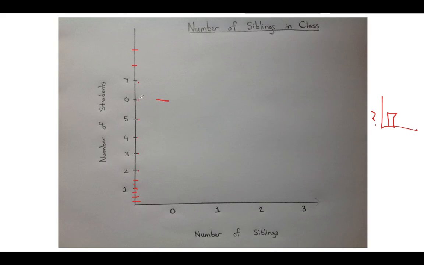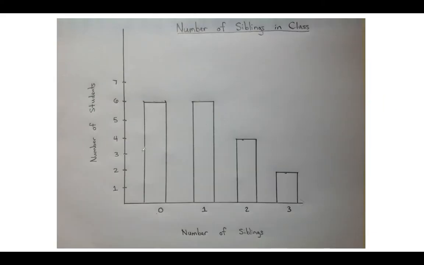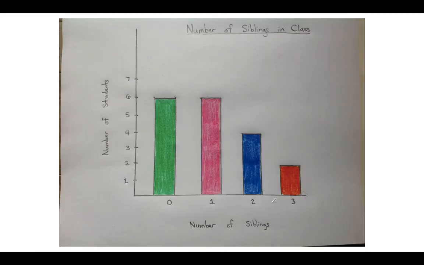Okay, so I've set up my titles. I've got my axes ready, my scale. I'm ready to graph. The next thing I did was simply to draw in the bars. So I know that my numbers were 6 for 0 siblings, 6 for 1 sibling, 4 for 2 siblings, and 2 for 3 siblings. I drew those bars in nice and neat with a ruler, and I was ready to go. My last step was I wanted to add some color to make my graph a little more presentable.